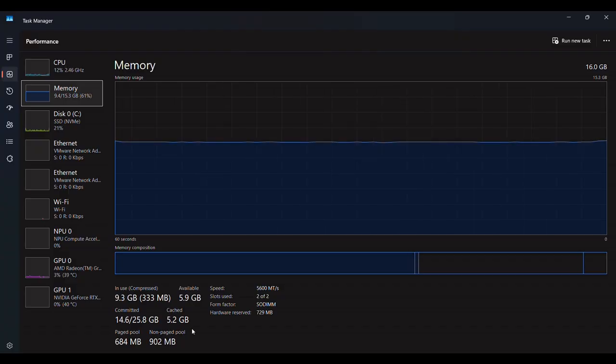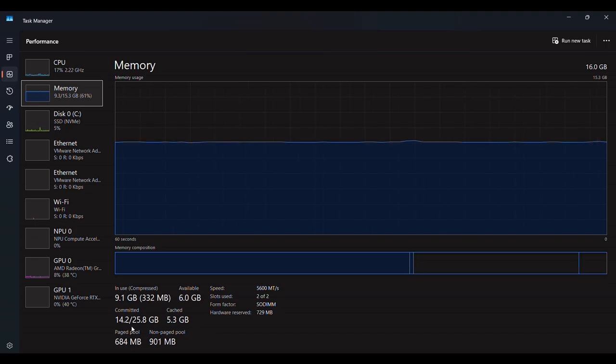Cache memory contains recently accessed data temporarily stored for faster future access. Windows intelligently uses unused RAM as cache memory to improve system performance and responsiveness. Cache memory is not wasted memory because Windows can quickly reallocate it when applications require additional RAM.